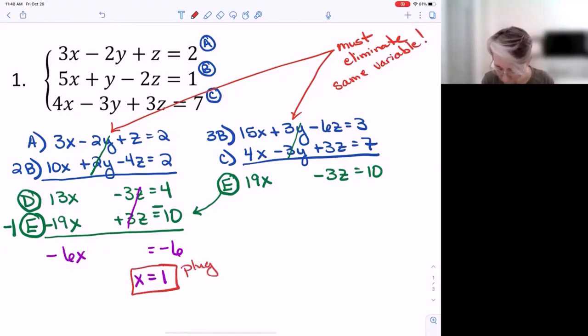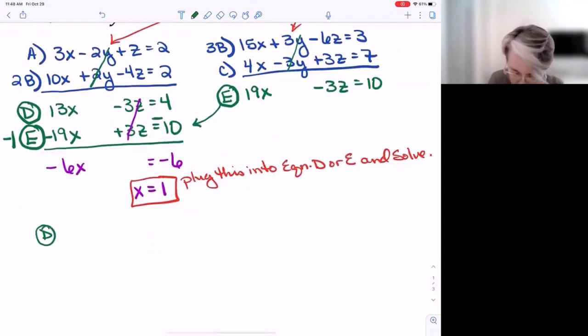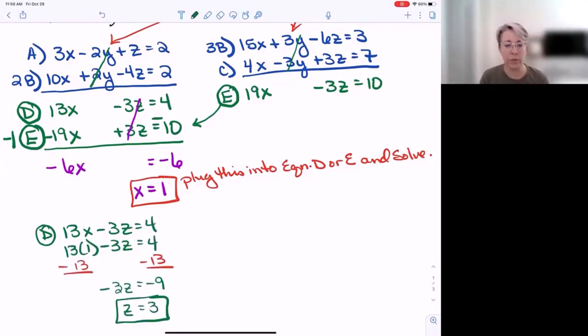We are going to plug this into equation either D or E and solve. In other words, we're going to create another equation with only 1 unknown. So we can choose equation D. Equation D is 13x minus 3z equals 4. We're going to plug in 1 for x. When we solve for z, we get z equals a positive 3. And now we have to find our y.